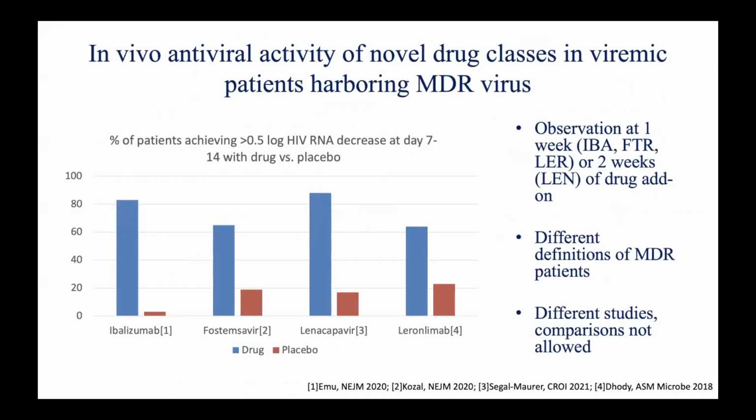So again, speaking about multi-drug resistance, why do we need these new drugs? Because they could, as you see here, have an efficacy, and you see how the first endpoint of all of these new compounds that have been approved for treating patients with multi-drug resistant virus is normally at 1 week or 2 weeks to see a decay of HIV RNA. And you see how ibalizumab, fostemsavir, and lenacapavir have a good efficacy.